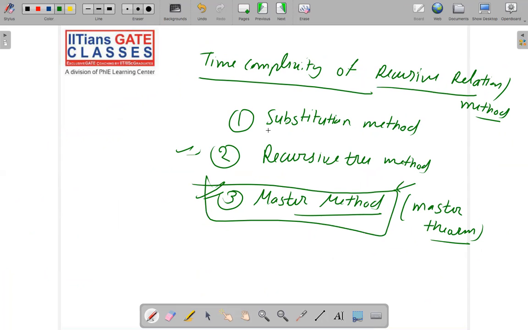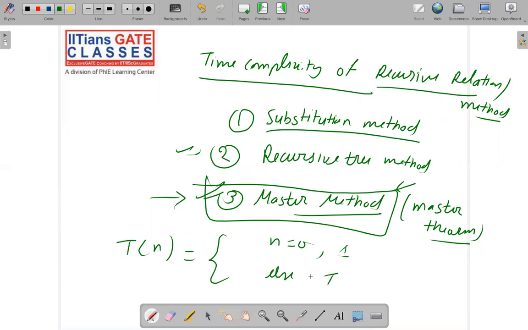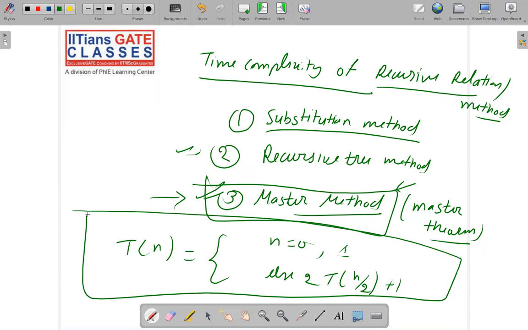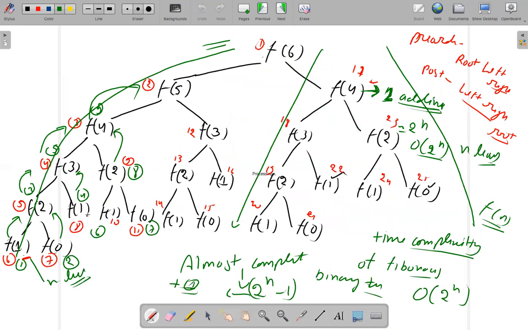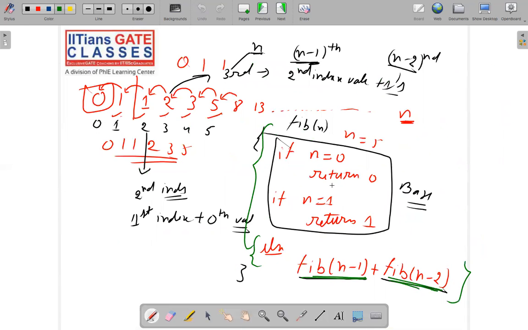And the most important one is substitution method. Mostly in examination, you see questions around master method. You will be given a recursive relation. For example, something like T(n) equal to, if n equal to 0, return 1, else 2 into T(n/2) plus 1, something like this. You see recursive relation in this format. Okay, and you can convert this Fibonacci into that format only.